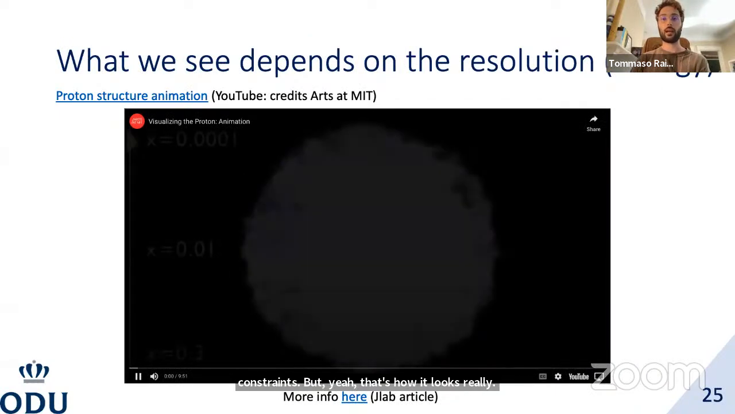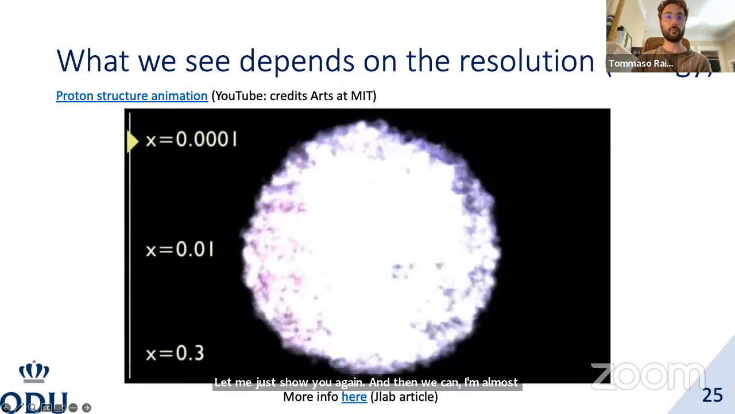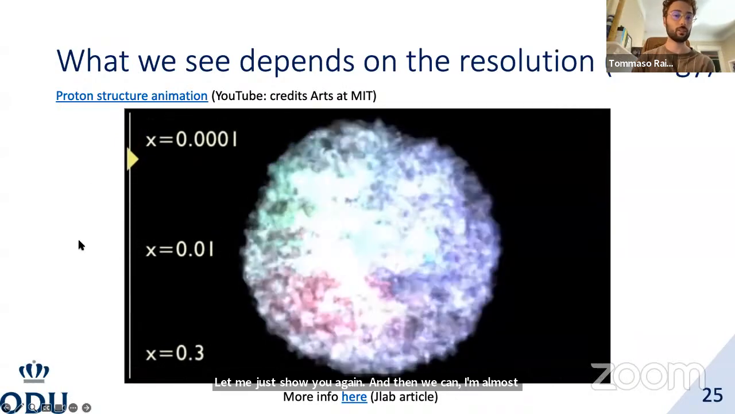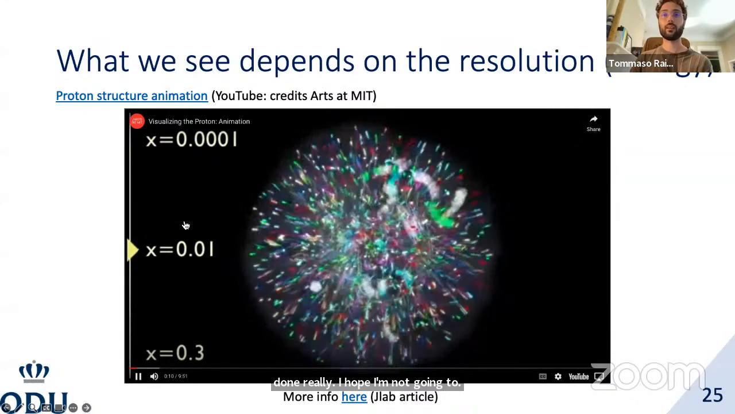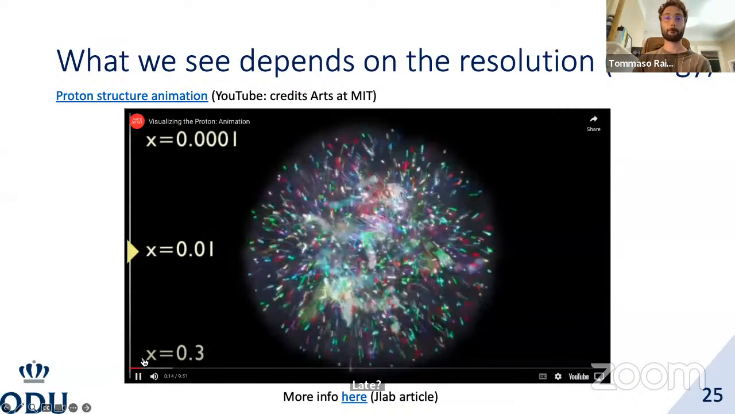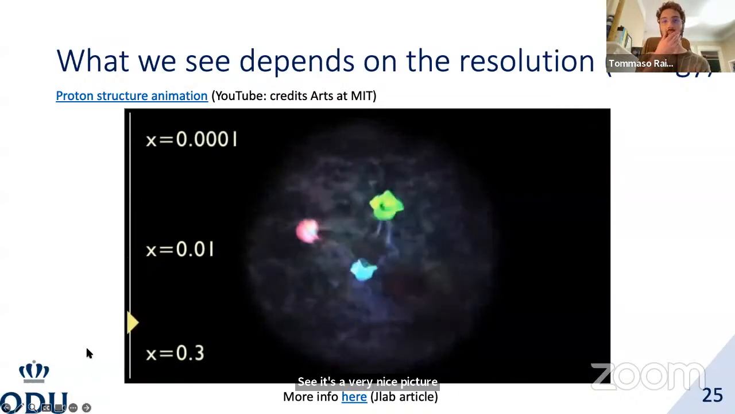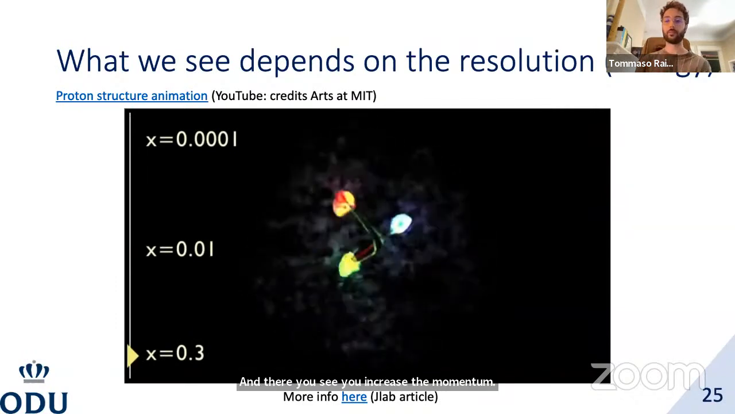Let me just show it again. And then I'm almost done, really. I hope I'm not going too late. See, it's a very nice picture. And there you see, you increase the momentum fraction, and you see that.